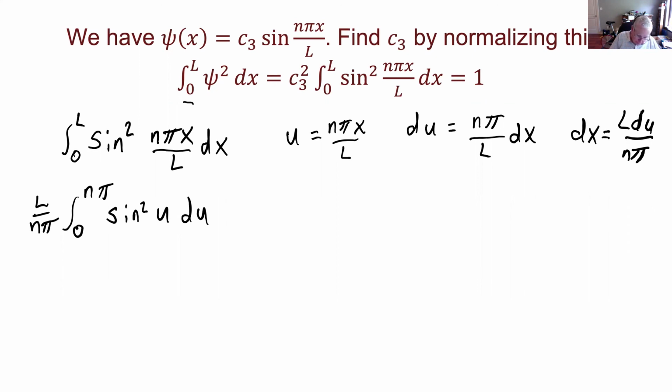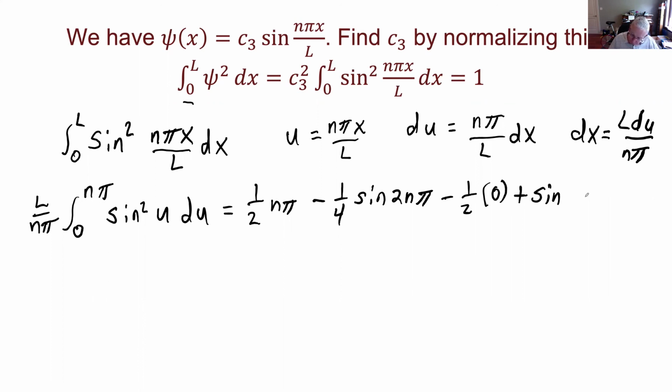And if we do that, that's 1/2 n pi minus 1/4 sine 2n pi. I'm obviously just copying this off of notes here. Minus 1/2 of 0 plus sine of 0. And all of that gives me L over 2 when I'm done. Okay, so I have the integral piece. This part here is equal to L over 2.